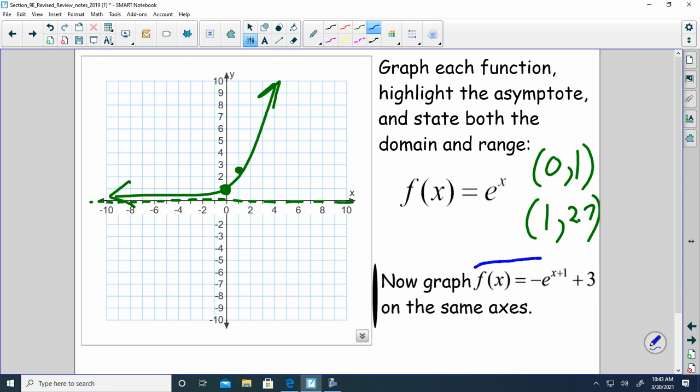Now, graph this. What's my asymptote? 3. So moved up 3. And I have the negative out in front. Oh, jeez. Come on. I don't remember this stuff. Okay. Well, let's use our go-to. If I plug 0 in, 0 plus 1 is 1. E to the first is 2.7, negative.